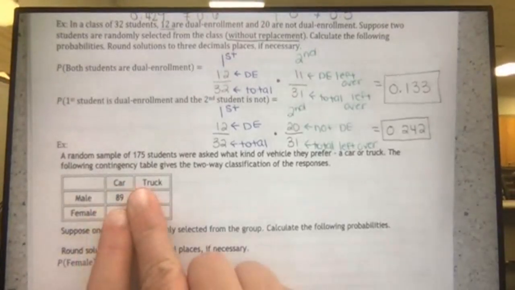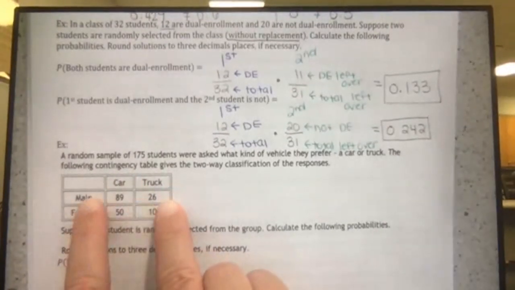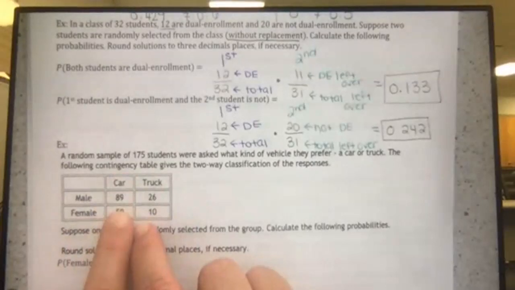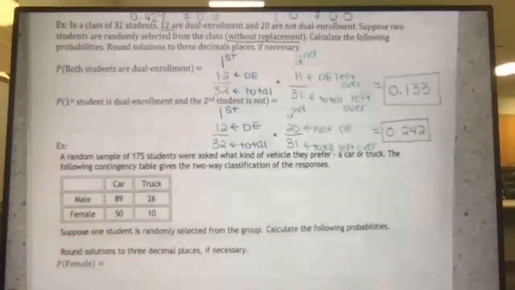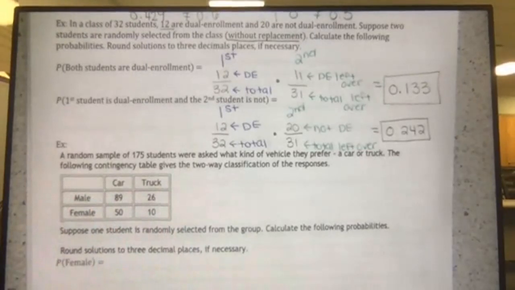So 89 males said they liked cars, 26 males said they liked trucks, 50 females said they liked cars, and 10 females said they like trucks. So we're looking at two-way classification. We're looking at two separate answers, whether they answered car or truck, and whether they answered male or female.